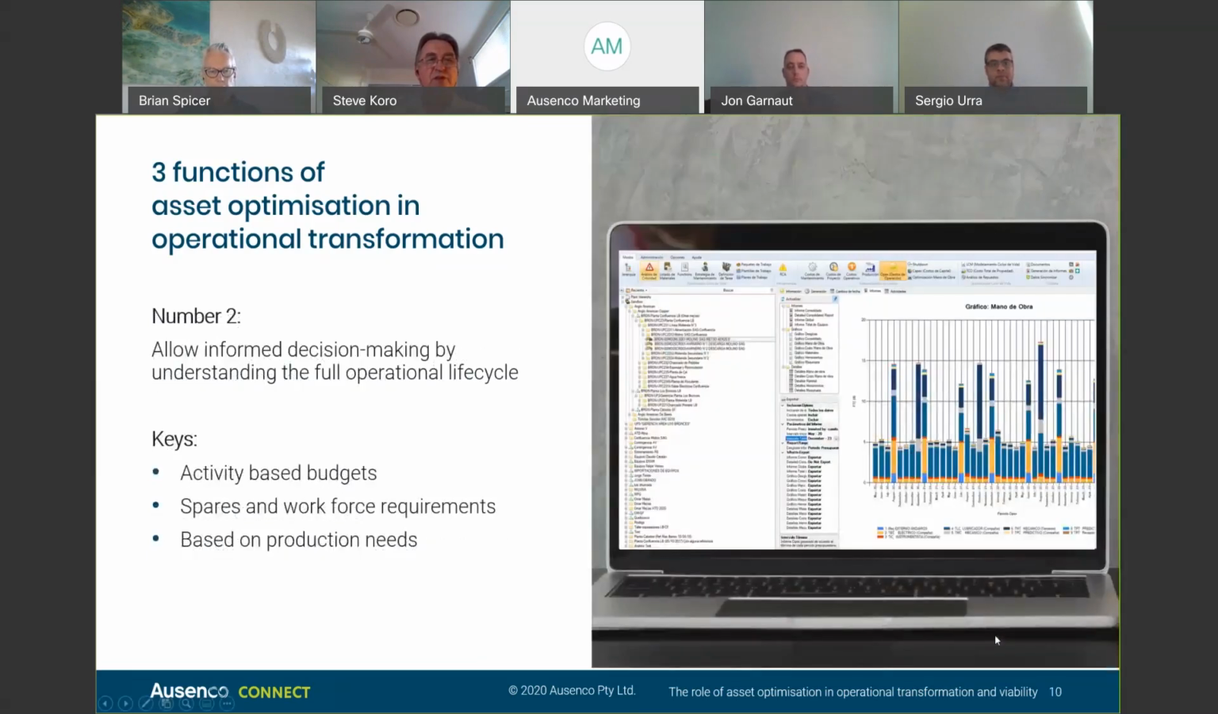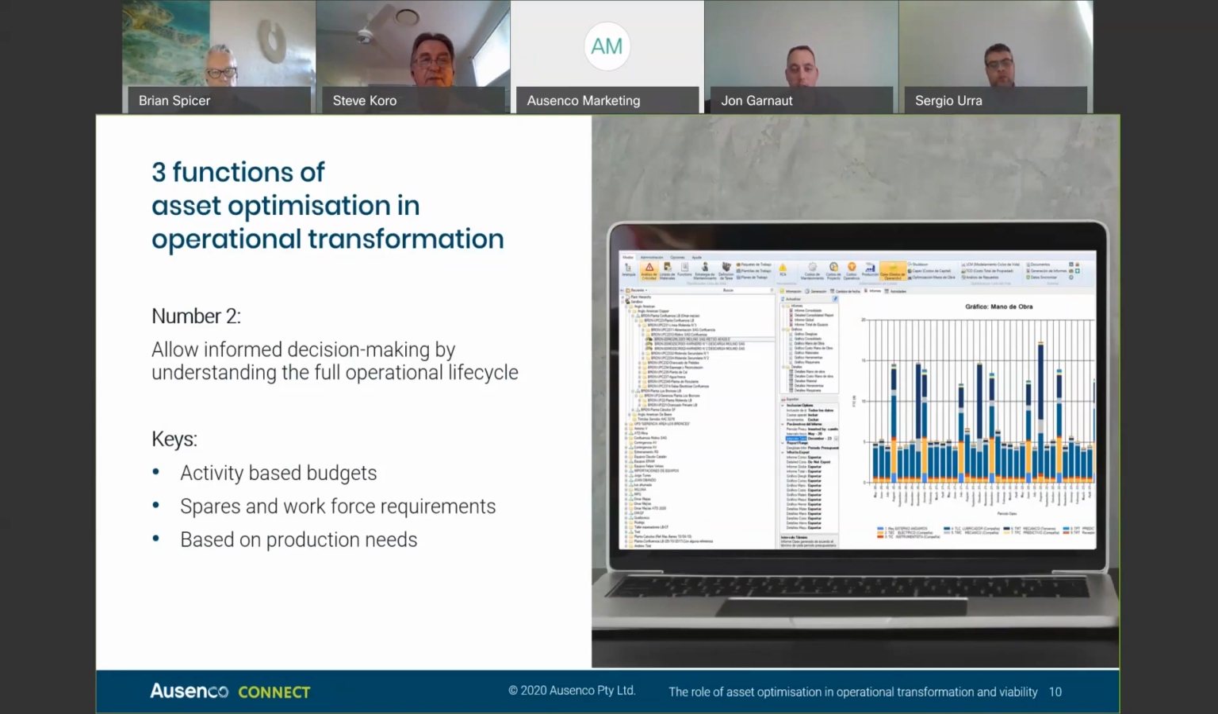Thanks, Brian. So John's going to talk about this slide. Thanks, John. Thanks, Brian. Thanks, Steve. So this key function is about allowing informed decision-making by understanding full operational life cycles. This aspect of transformation is about enabling an organisation to make decisions based on the reality of their operation and the reality of their assets. I'll go through a couple of recent examples as I talk through this, and we can see the range of decisions which are driven by this operational lifecycle.